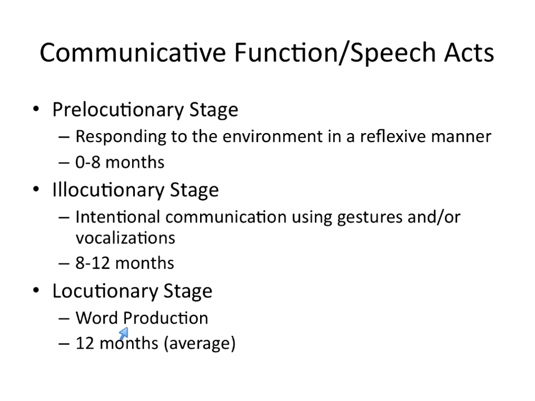And the locutionary stage would be 12 months. So this is word production. The key for you to remember is that anything that deals with word production, almost everybody will say 12 months. That's the average. But a child can start earlier than 12 months; 10 to 14 months is still within a normal range for first word production. 10 months is really early, but 12 months is the average.